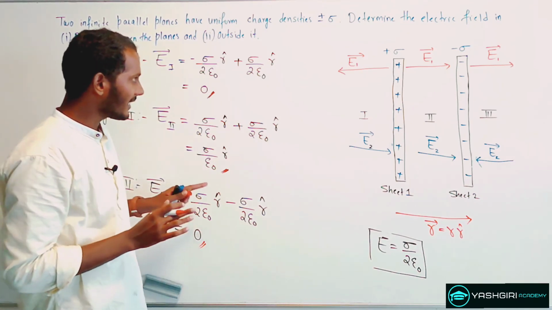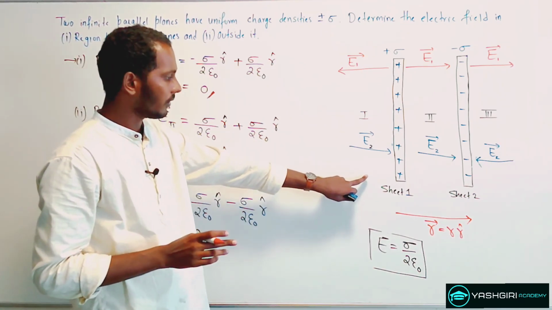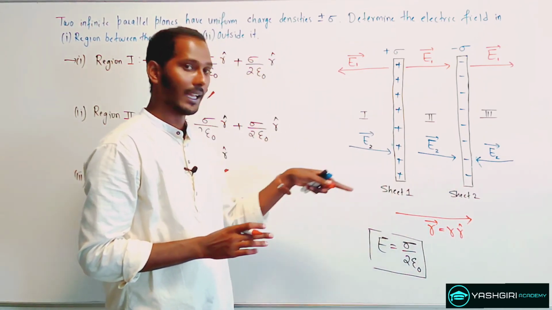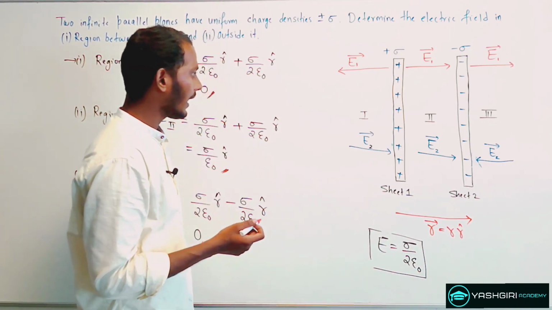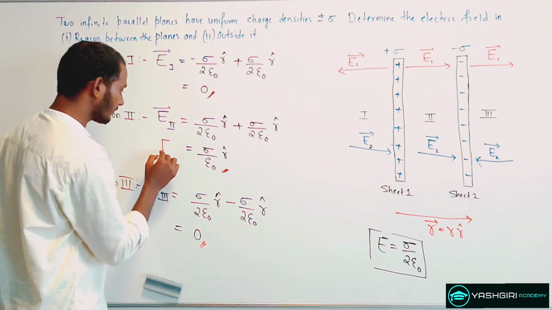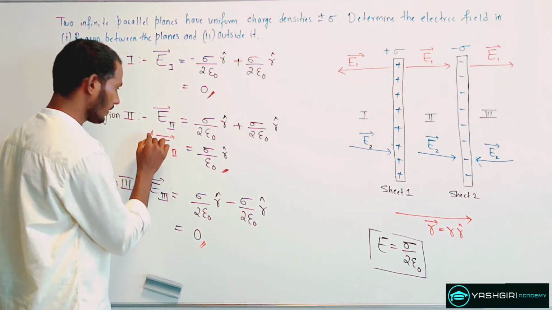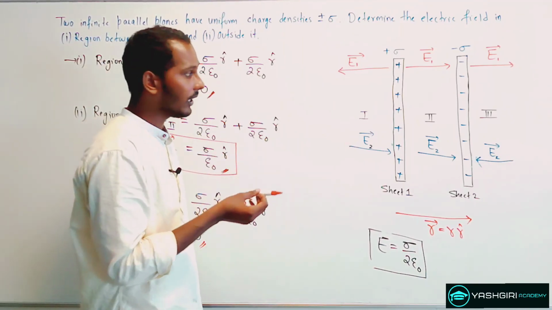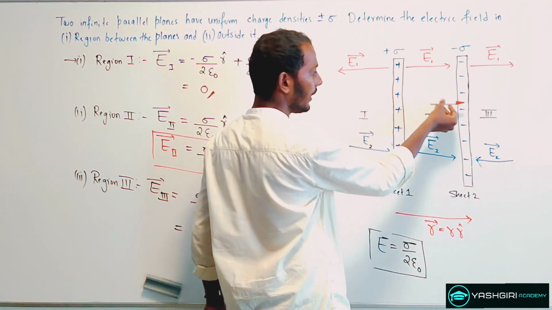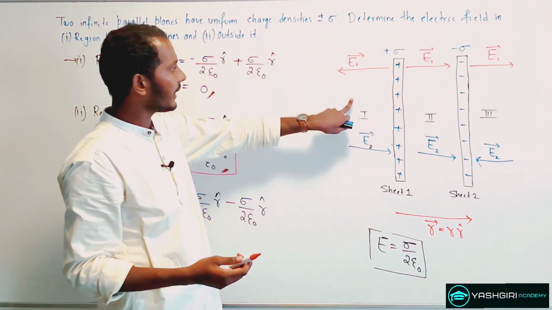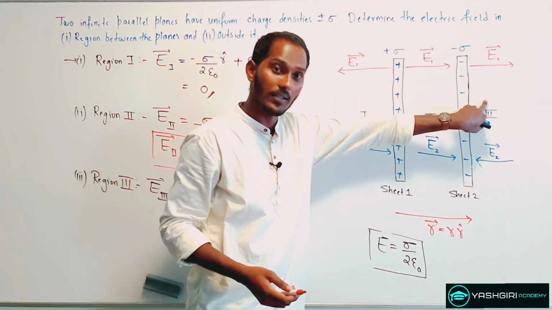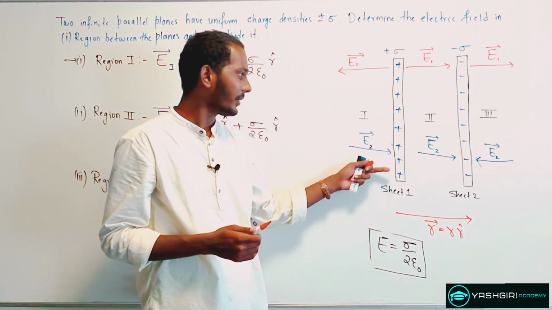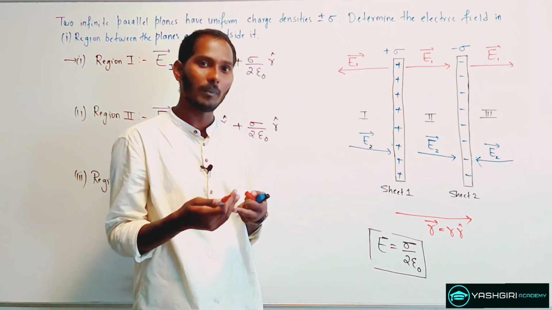Now if you see this particular case, sheet 1 and sheet 2 have exactly equal and opposite charges. And the electric field you are getting in region 2 is sigma by epsilon naught into r cap. So that's the electric field available between these two plates, while the electric field outside both the plates is 0. So this particular setup is basically used to get a uniform electric field.